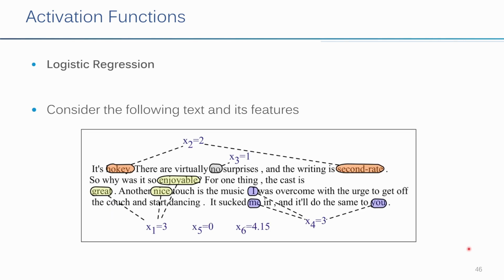Now we can consider the following text and try to make sense of this theory with actual input values, weights, and biases. Imagine that we have this sentence, which reads: it's hokey. There are virtually no surprises, and the writing is second rate.